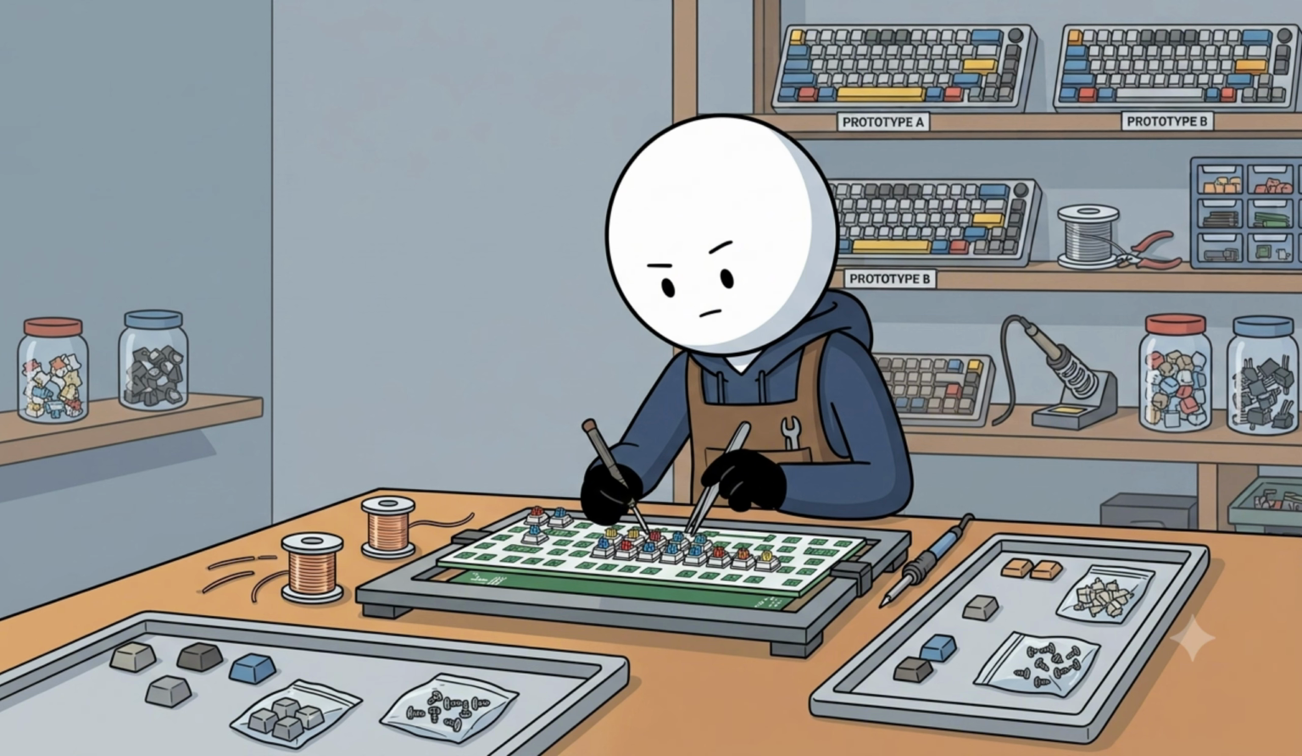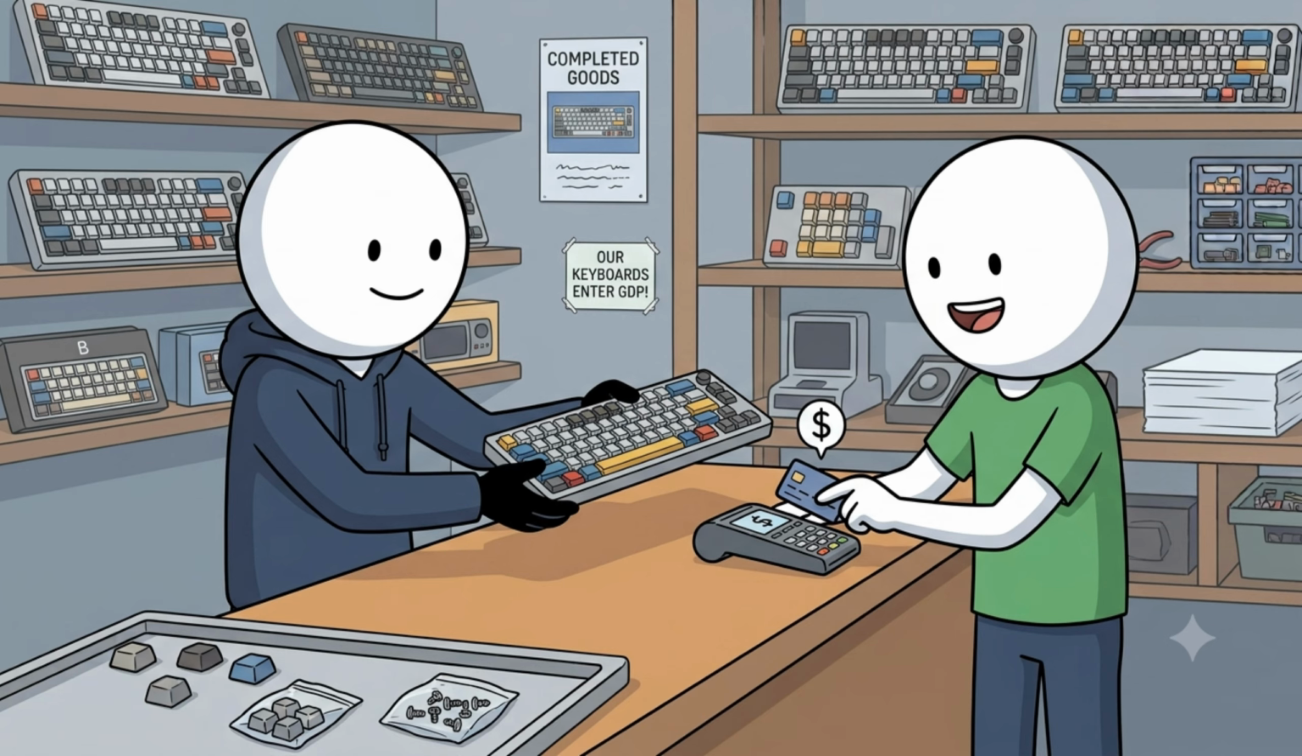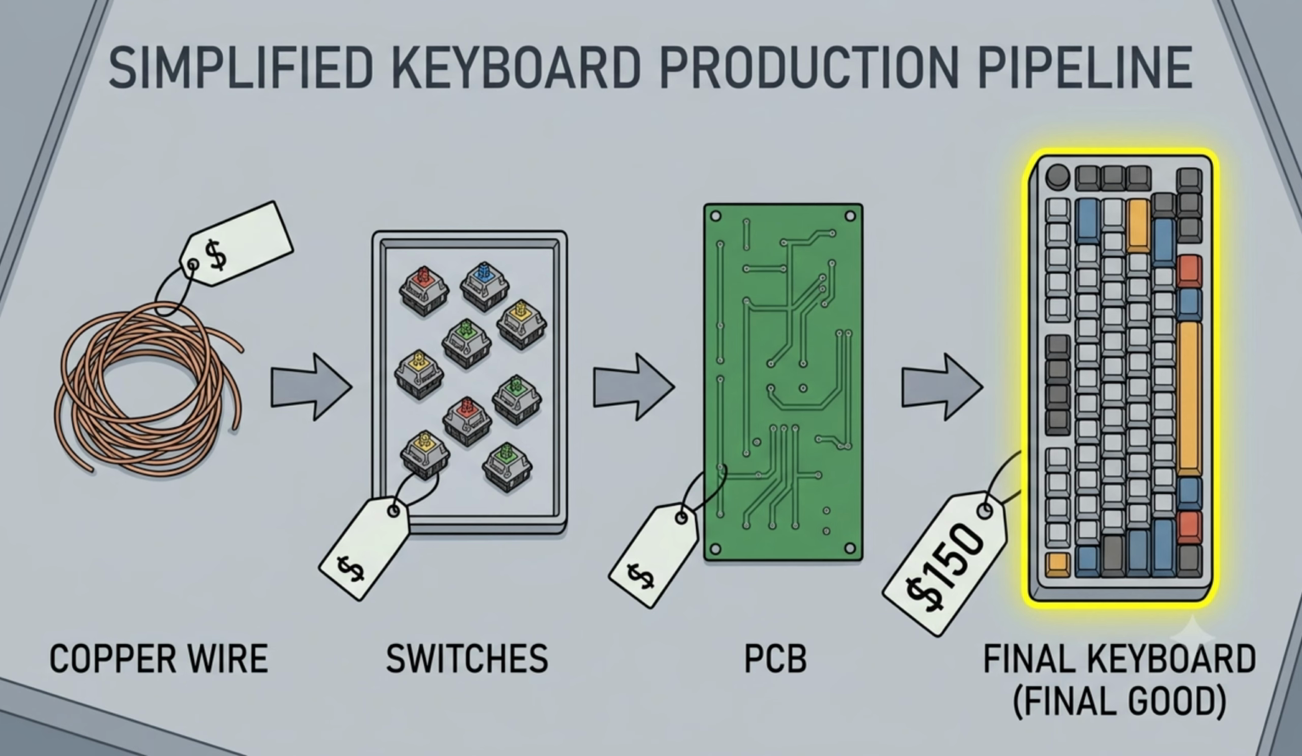Second, final goods. This is crucial for John. When he buys copper wire and plastic switches to build a keyboard, those individual parts are intermediate goods. If the government counted the copper, then the switches, and then the finished keyboard, they would be counting the same value 3 times. To avoid this, GDP only counts the final product sold to the end user, the keyboard itself.